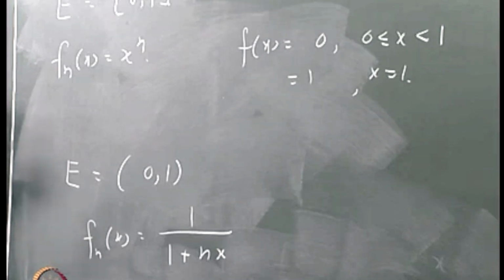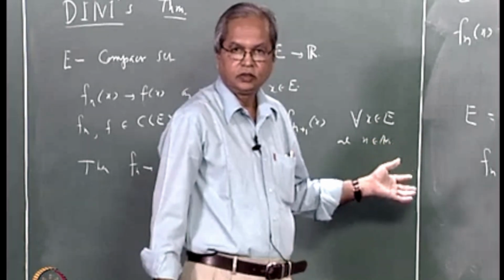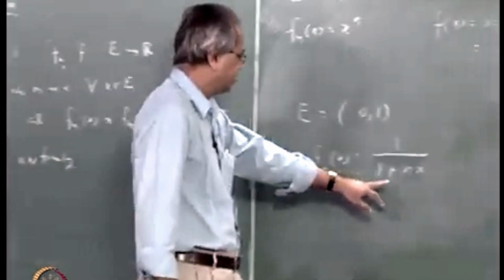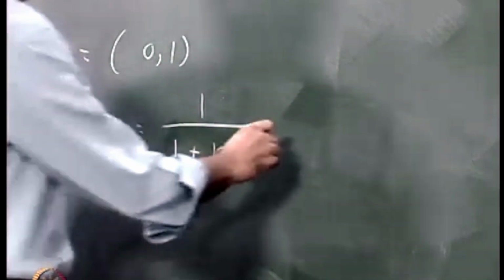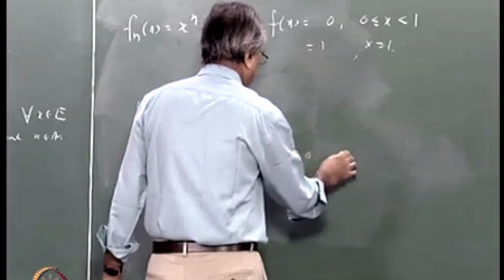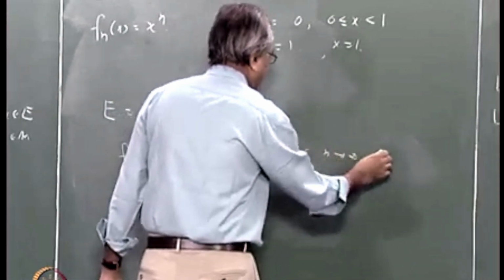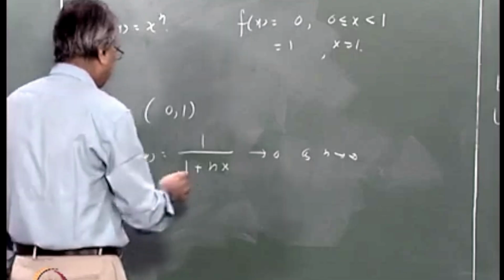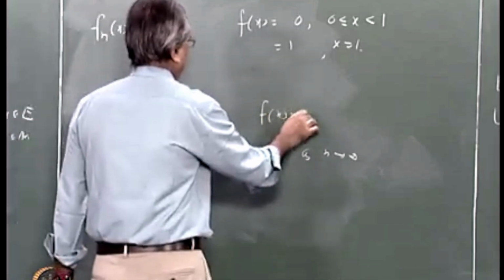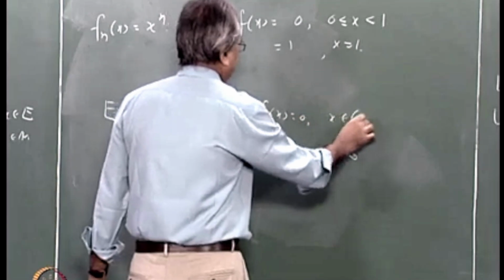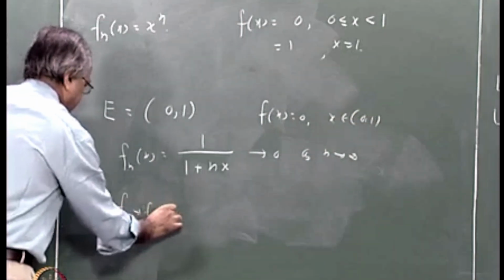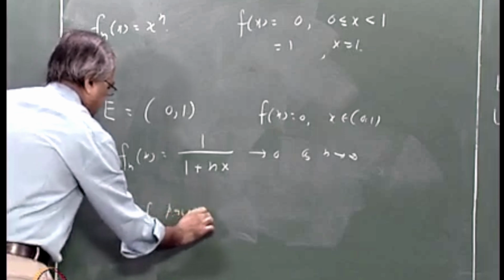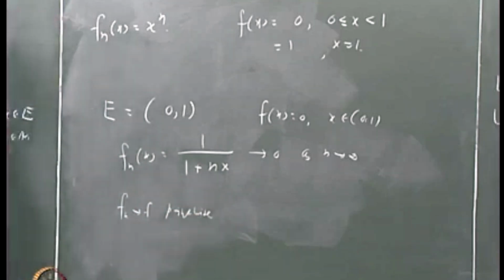Does this converge pointwise, and to what? Suppose you fix x and let n go to infinity. What will happen? This will go to 0. So this goes to 0 as n tends to infinity, pointwise. If you take f as the constant function 0, that is f of x is 0 for x in 0 to 1, then Fn tends to f pointwise.